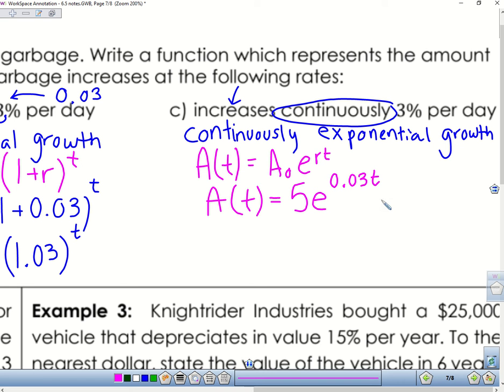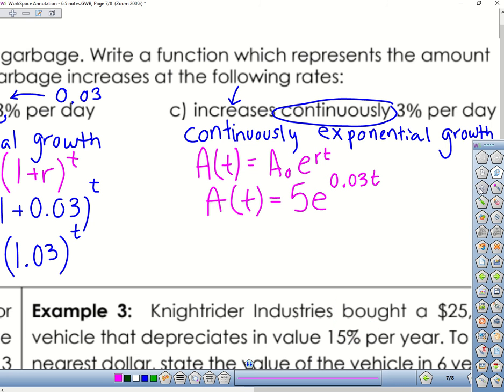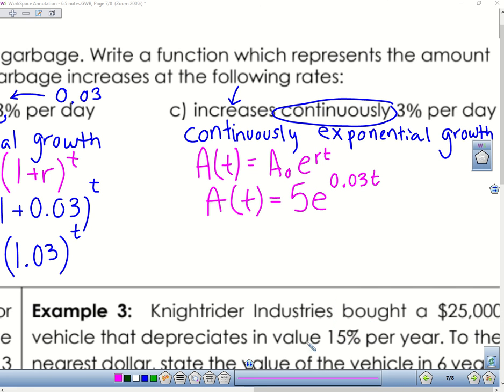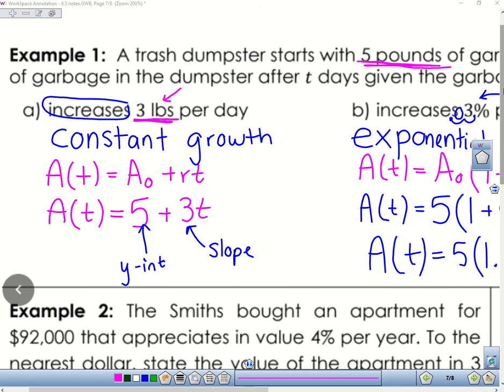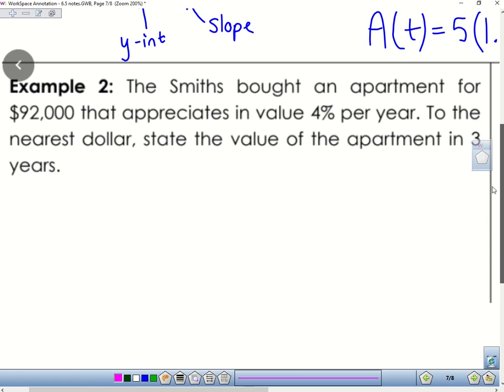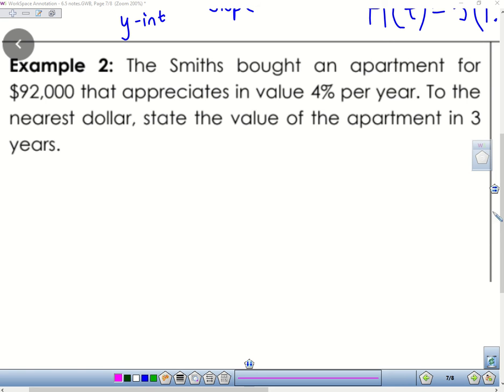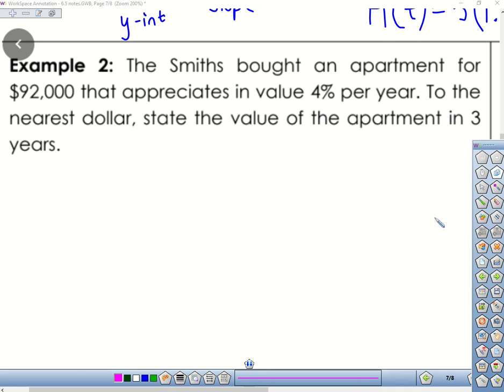So, does anyone have any questions about part C? Everybody understand why we used the model we used, why we plugged in and whatnot? Okay. So, now we're going to do some problems where you have to determine and then also solve using these models. So number 2 says, the Smiths bought an apartment for $92,000 that appreciates in value 4% per year. To the nearest dollar, state the value of the apartment in 3 years. So first thing we want to determine is this growth or decay?